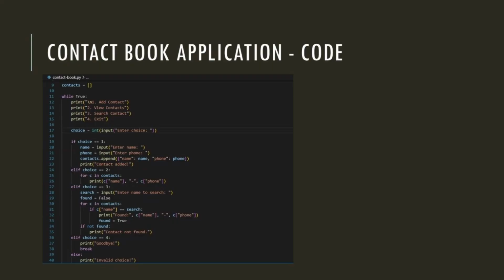So for c in contacts, if c name == search, if the name matches for the current object, then print found and print the name and the phone number. Set the found variable to true. If not found, print contact not found. So in case we loop through and we do not find the particular contact, then we print contact not found.